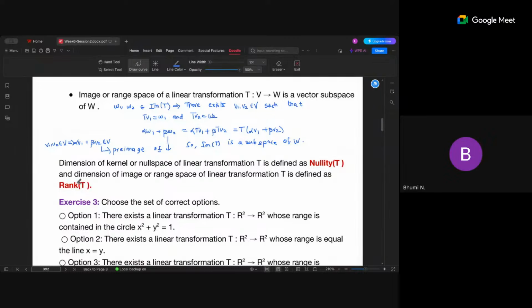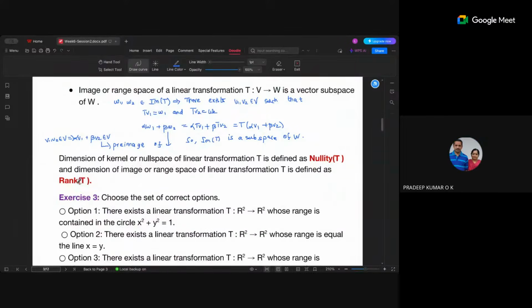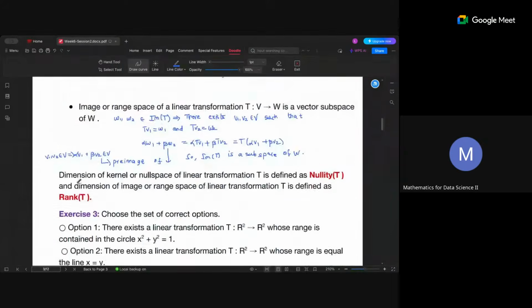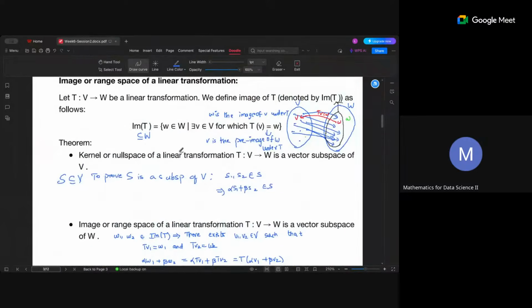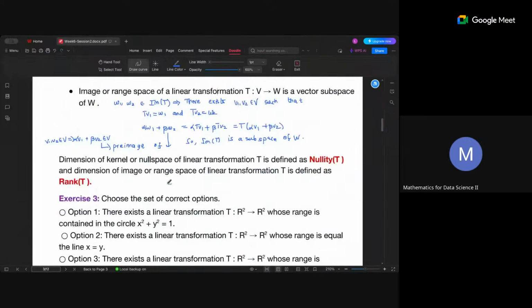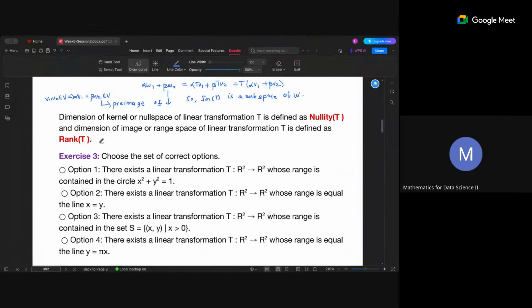Number of non-zero rows in the RRE of the matrix. Yes. Okay. Or you can also say number of linearly independent rows or columns of the matrix. You can say it that way also, yes or no? Yes. Right. So there is some very important relation you should know about.